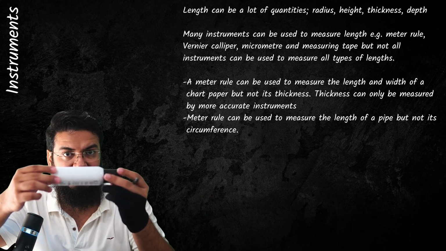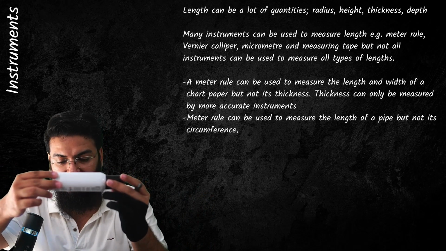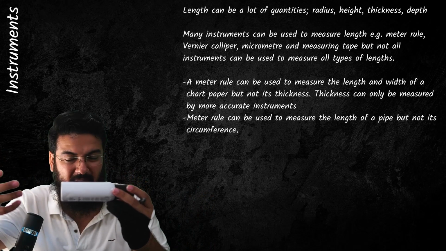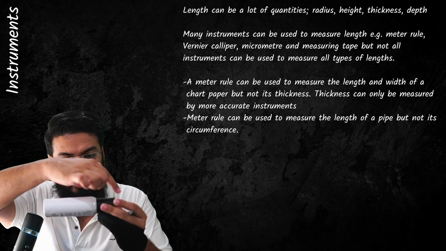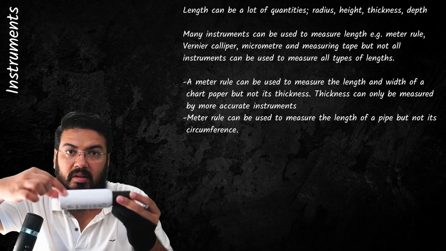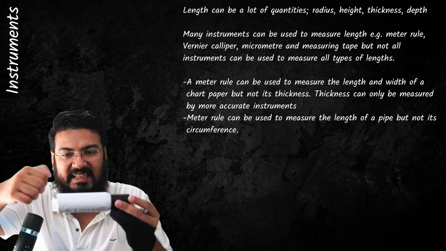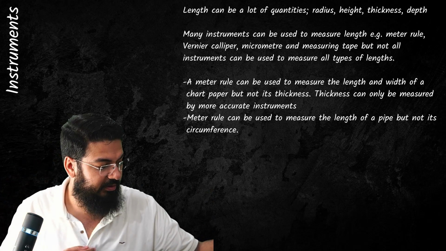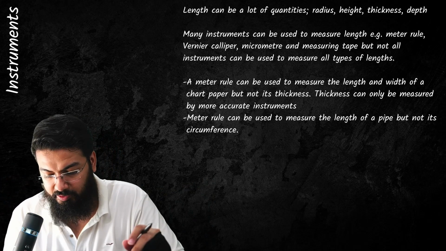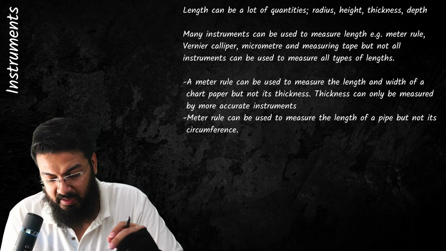Likewise, let's say for example you have a circular object in front of you. Again, I've mentioned a pipe, but I don't have a pipe available, so I'm using this rather. So you can measure the length or the height using a meter rule, yes. But can I measure the circumference? That's a no. I cannot measure the circumference using a plain simple meter rule.